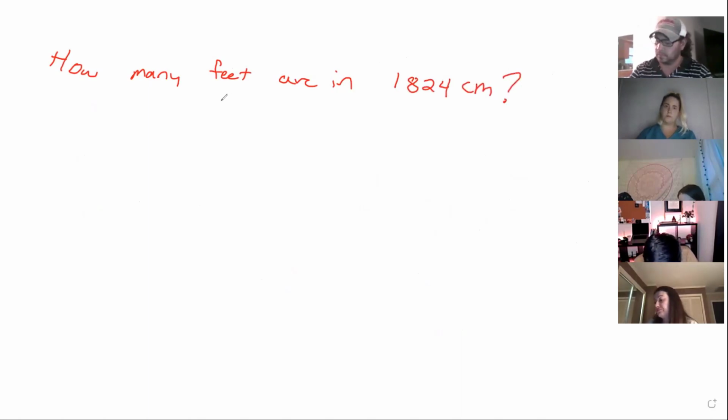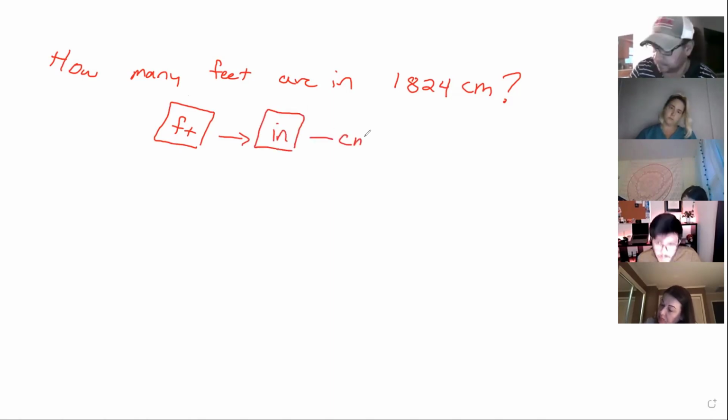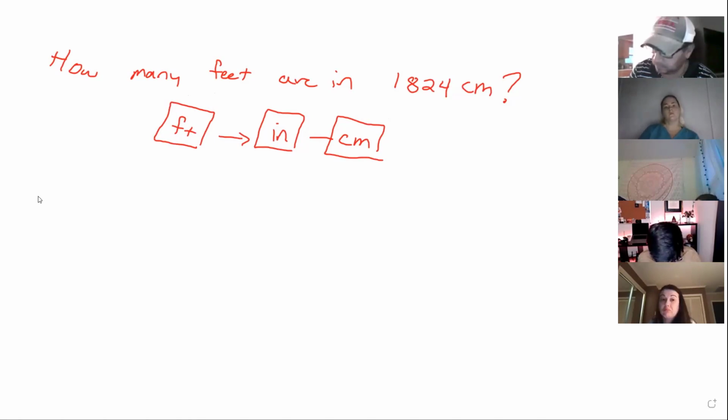Okay, this is a 2-stepper, and I'm going to draw a solution map here. So we want to go from feet into inches. And then from inches, we want to go into centimeters, right? Because there isn't really a great conversion between feet and centimeters. So 2-stepper, I'm going to let you try and work on it. I'll give you 4 minutes and then we'll reconvene.